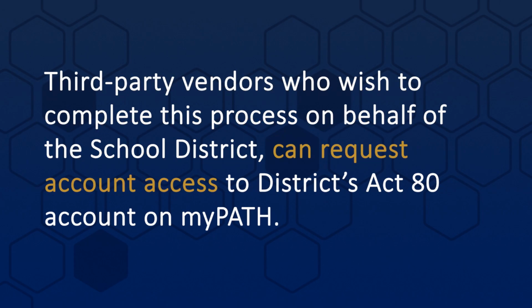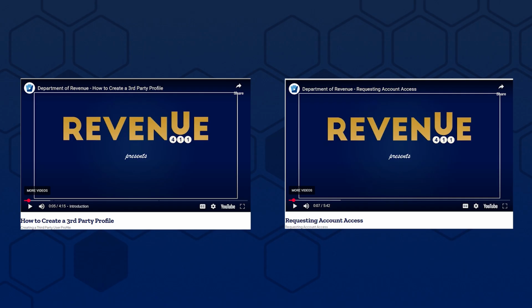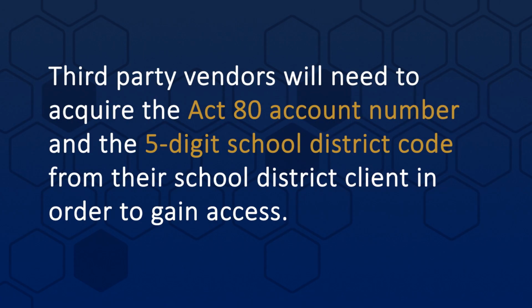Third-party vendors who wish to complete this process on behalf of the school district can request account access to the district's Act 80 account on MyPath. To do so, you must first create a third-party user profile, then log in and request account access. For more information, please see our other Revenue 411 videos on creating a third-party user profile and requesting account access. Third-party vendors will need to acquire the Act 80 account number and the 5-digit school district code from their school district client in order to gain access.